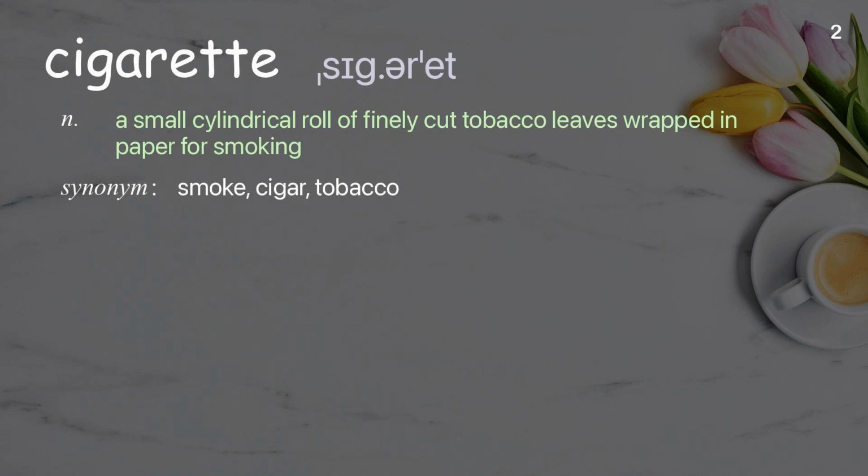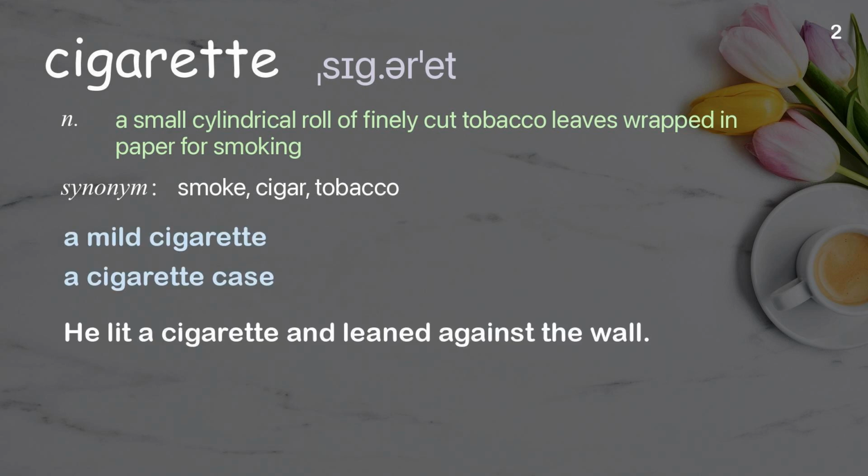Cigarette. A small cylindrical roll of finely cut tobacco leaves wrapped in paper for smoking. Examples: A mild cigarette, a cigarette case. He lit a cigarette and leaned against the wall.